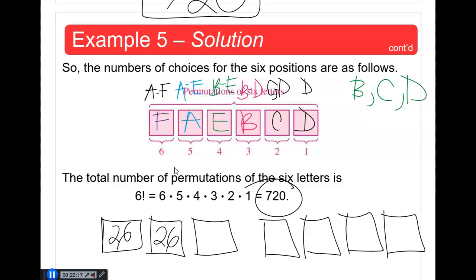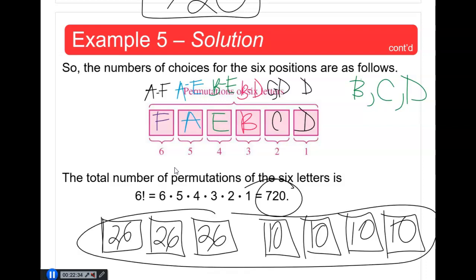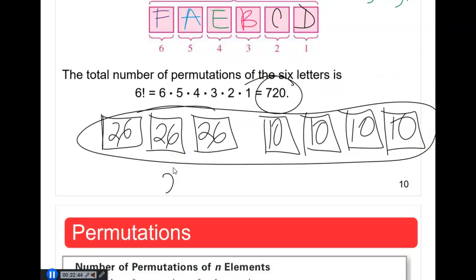26 combinations, 26 combinations, 26 combinations, if the first 3 were letters, and then the last 4 were digits from 0 to 9. So we will have 10 possibilities, 10 possibilities, 10 possibilities, 10 possibilities. So then the number of license plates that we will get with this format will be the total product of 26 to the 3rd power times 10 to the 4th power.